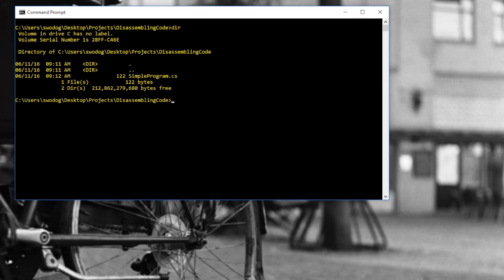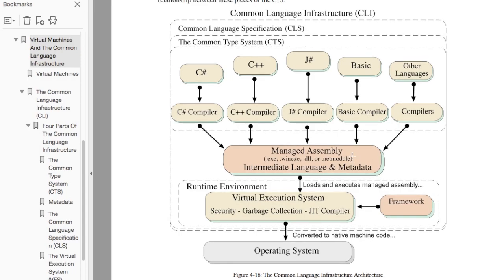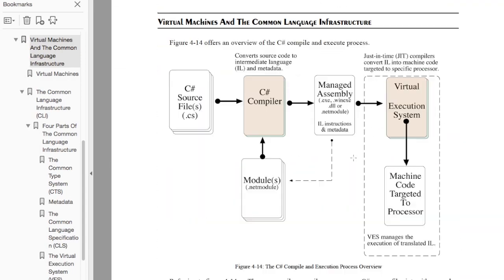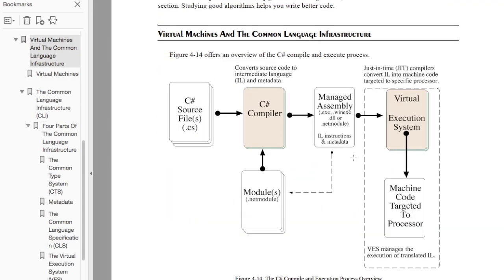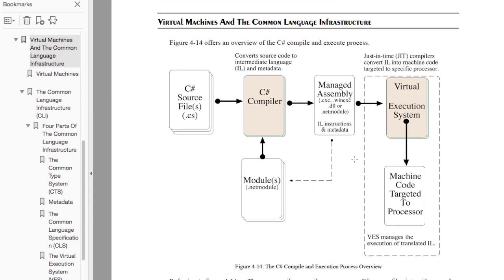Now, let's go back. So we've got our source file. And we'll go back up to this process diagram, Figure 4-14, excuse me. And we see that we have our source file. Now we're going to run it through the compiler. At this point, we don't have any supporting modules other than the .NET Framework System namespace, and we don't really worry much about that. So we're going to compile it, and that's going to result in an executable file.